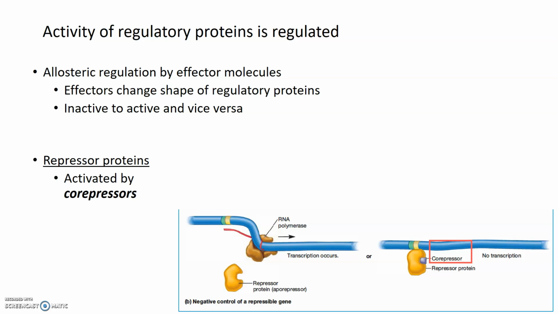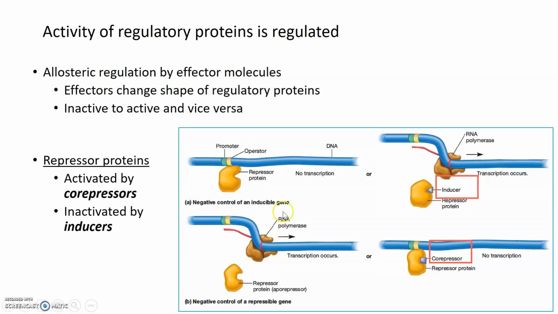Repressors also have allosteric effectors. In a normal state, a repressor is off, and then an allosteric effector called a co-repressor can bind to it, change its shape, and allow it to now bind the DNA and do its job of repressing or turning off transcription.